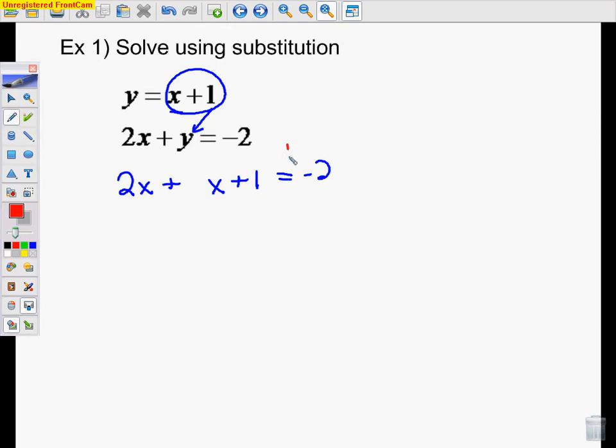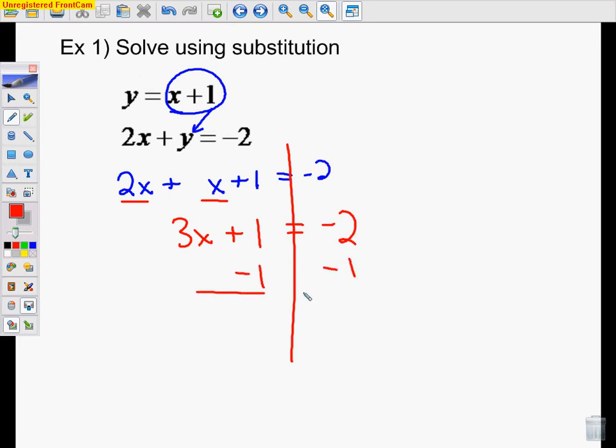From this point, we go ahead and we solve this problem just like we would solve any linear equation. Here, combine like terms, 2x plus x equals 3x. Bring down our plus 1 equals negative 2. How do you get x by itself from there? Well, we would have to subtract 1 first. Whatever you do to one side, do to the other, leaving you with 3x on the left and negative 3 on the right. To isolate x from there, we would divide by 3. So we get x equals negative 1.